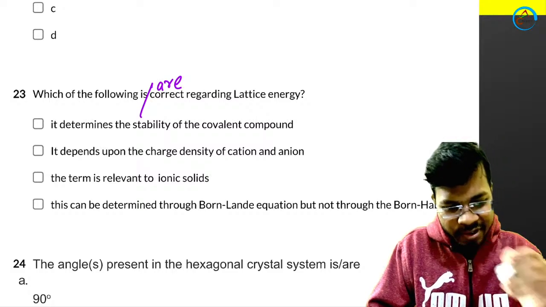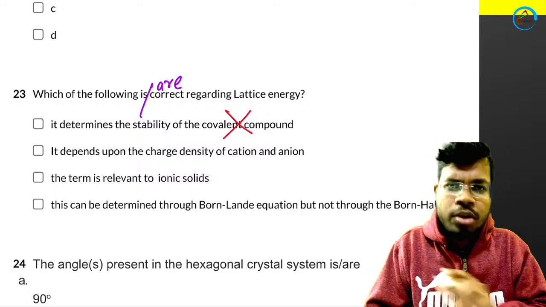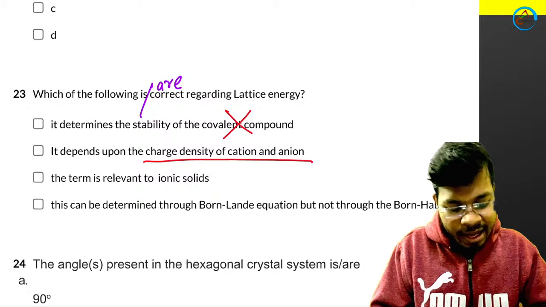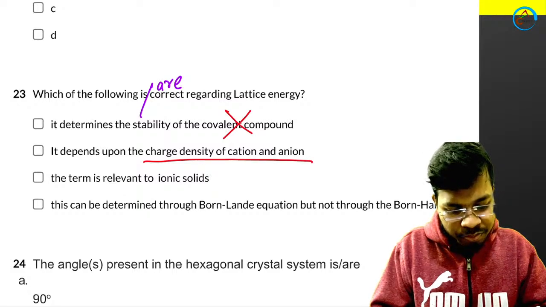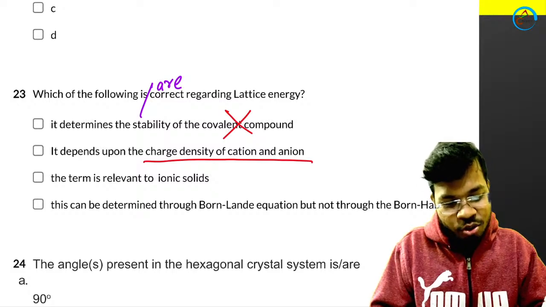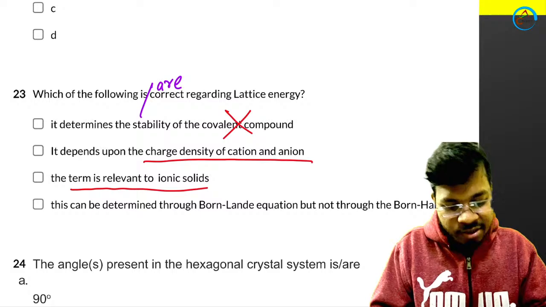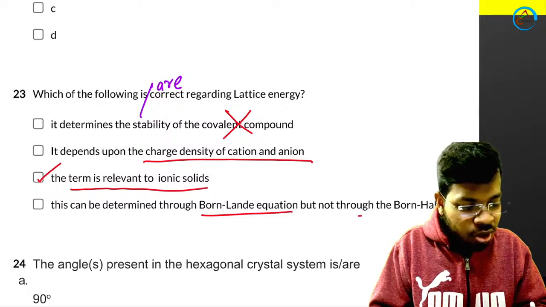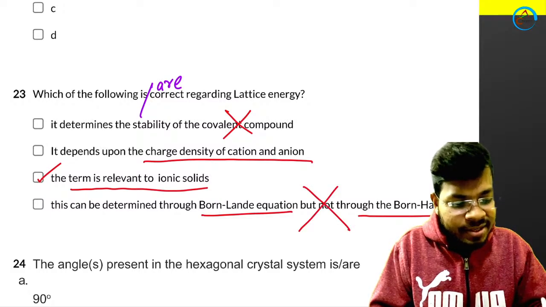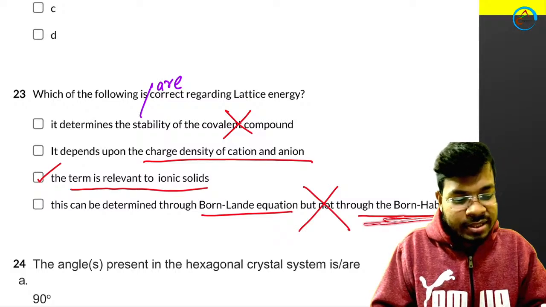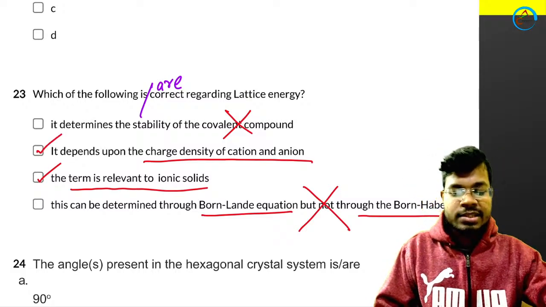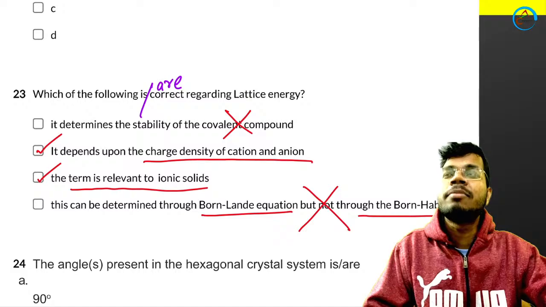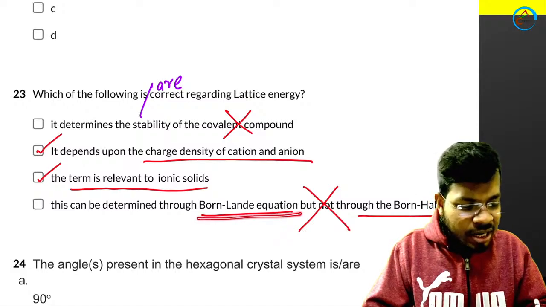B, C, D. Okay, first of all, this is wrong because lattice energy is not true for covalent compounds. It depends upon the charge density of cation and anion. Then the term is relevant to ionic solids. Here it is correct. Then this can be determined through the bond length equation but not the Born-Haber cycle. It is wrong. You can determine lattice energy from the Born-Haber cycle as well. So only option B and C will be correct. D is not correct because you can determine lattice energy from the bond length equation and from the Born-Haber cycle.